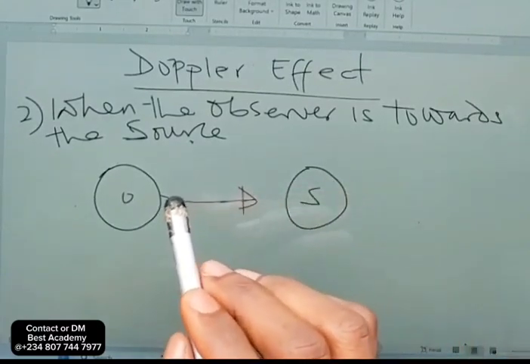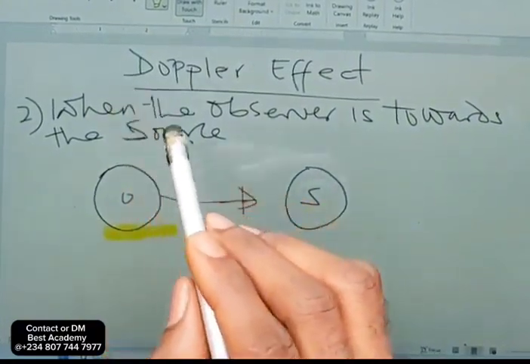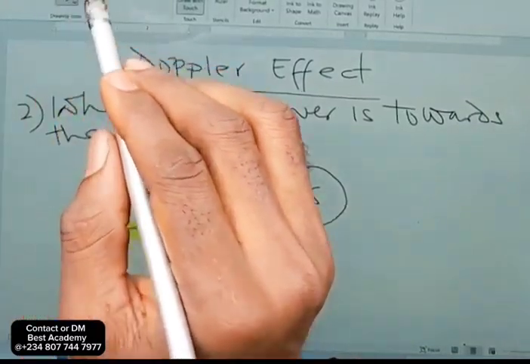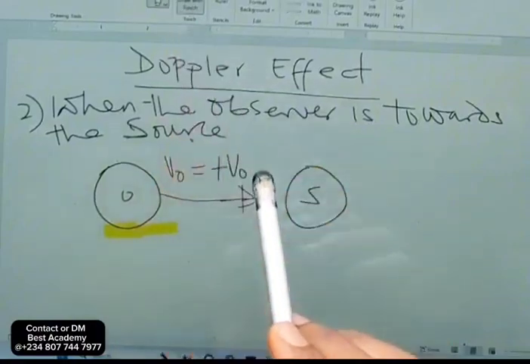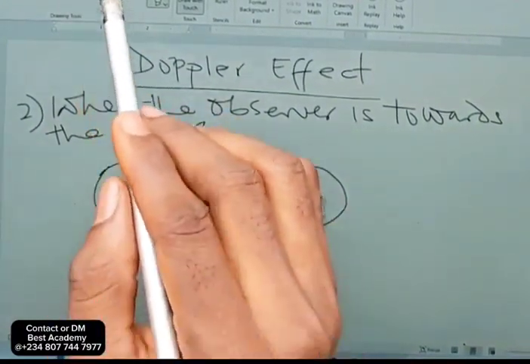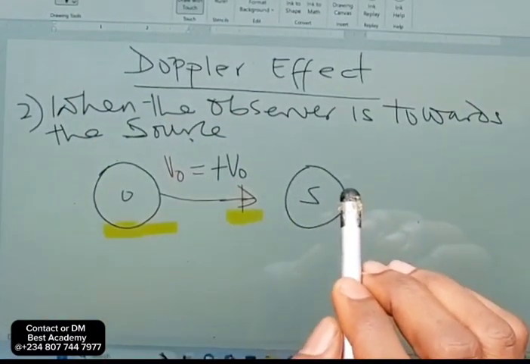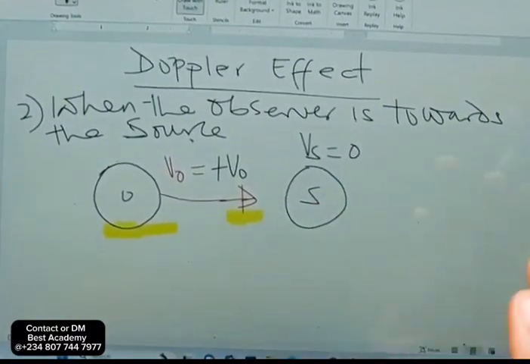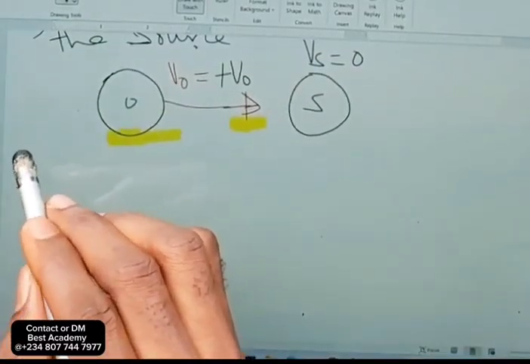Okay, so the moving velocity will be from the observer. So our v of naught will be equal to plus v naught. Why plus v naught? The direction is focusing on positive direction. Please take note. So if observer is moving, that means the source velocity should be stationary. That is v of s will be equal to 0. Please take it.